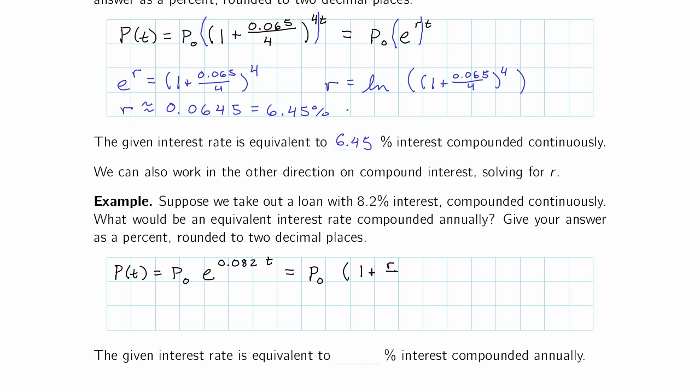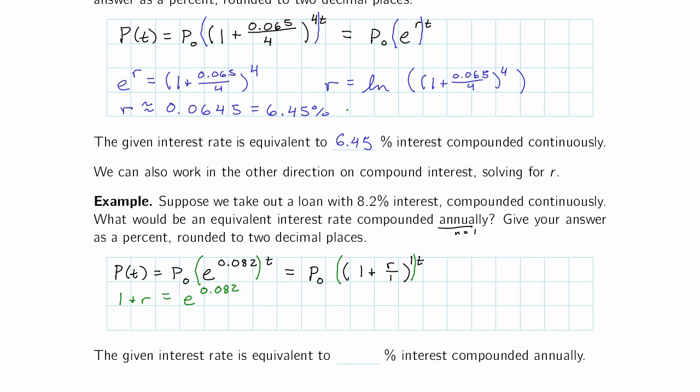And we want to find the interest rate so that that's equal to our starting value times 1 plus the interest rate over 1, to the 1t. Right? Compounded annually means n equals 1. Okay, well, then we want to find the value of r so that the bases of our exponentials here are equal. So 1 plus r equals e to the 0.082.